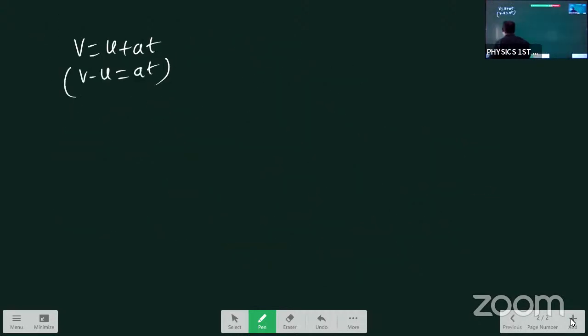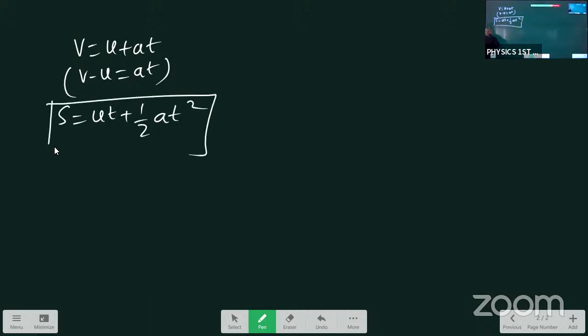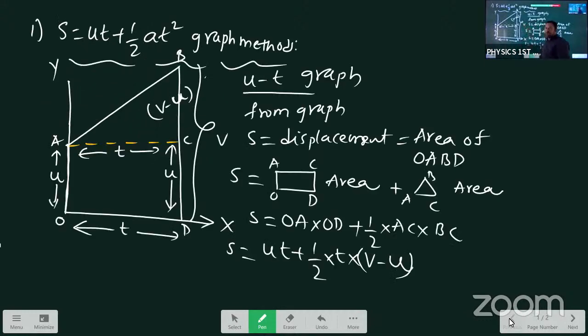Then we get S equals UT plus half AT square. This is the displacement equation. S equals UT plus half AT square, student. The displacement equation. What is the question? Derive displacement S equals UT plus half AT square by using the graph method. That is the first one, the graph.